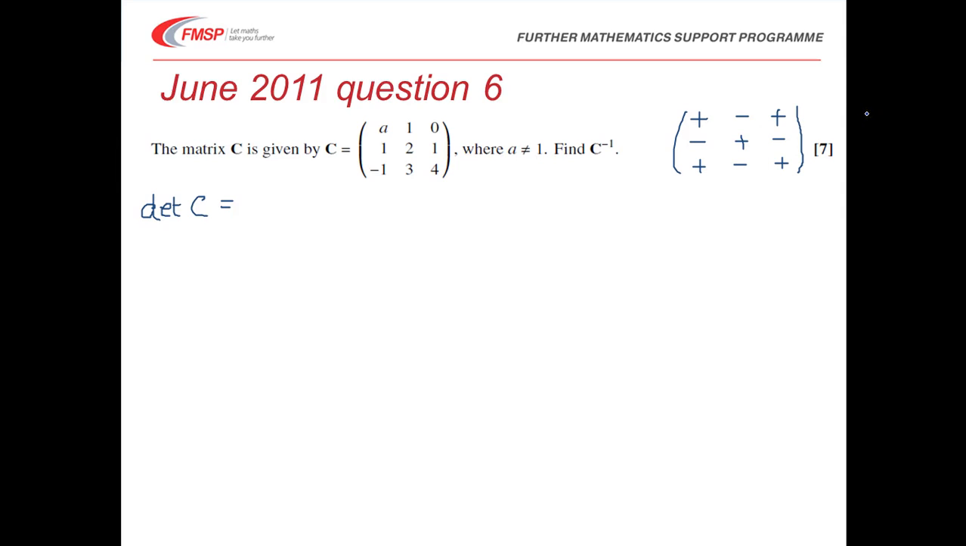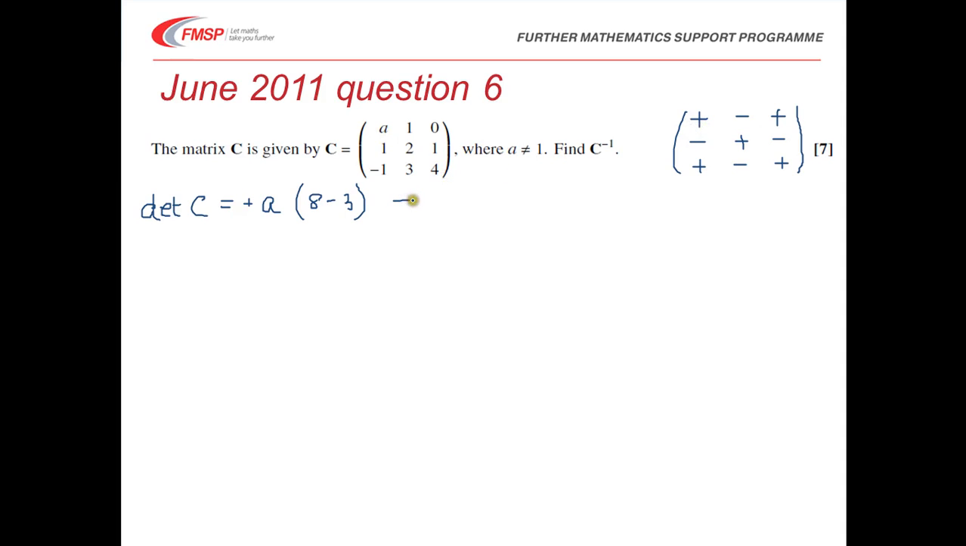Now it could be any row or any column, but I'm just going to take the first row and expand it by that. So we find the determinant by multiplying each entry in that first row by its cofactor. So it'll be A times the cofactor of A. For the cofactor of A, we cross out the first row and the first column, and the cofactor is the determinant of the little 2 by 2 matrix which is left. So that's 2 times 4 minus 3 times 1, which is 8 minus 3. That is the first entry, and it has a positive sign attached to it.